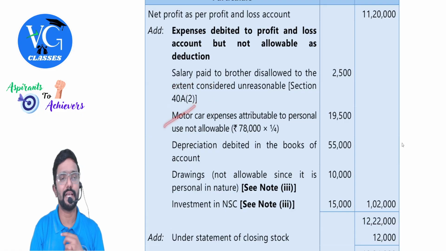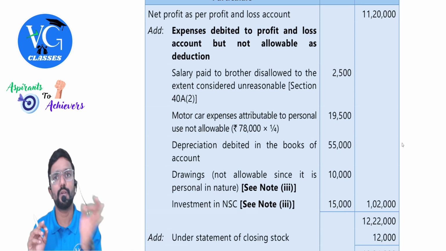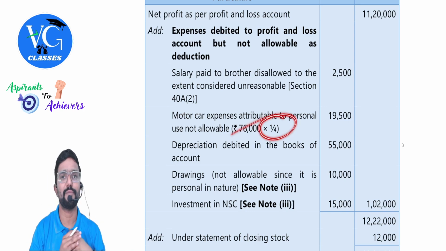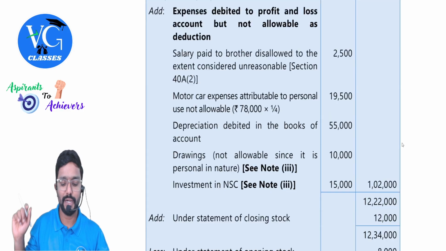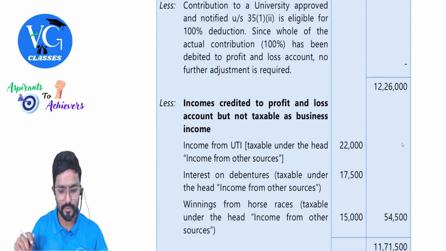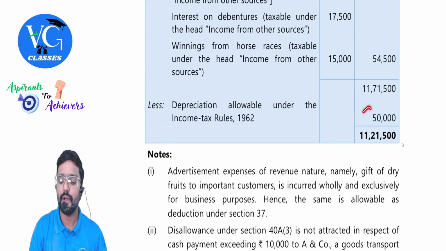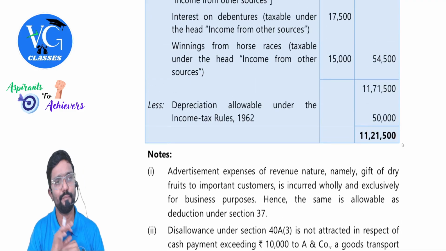Next, motor car expenses, guys. 1/4 is used for personal purpose. So 3/4 is allowed, but 1/4 is personal. Please add back only that much. Depreciation debited as per books, 55. Add back that. But as per income tax, whatever is there, where they have allowed it, here deduct. Clear? Please show it separately.